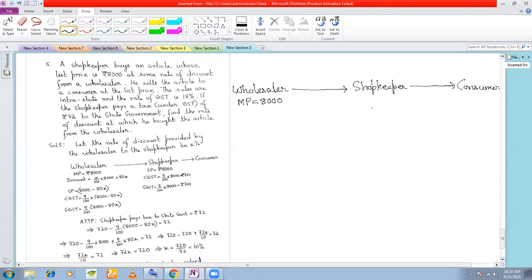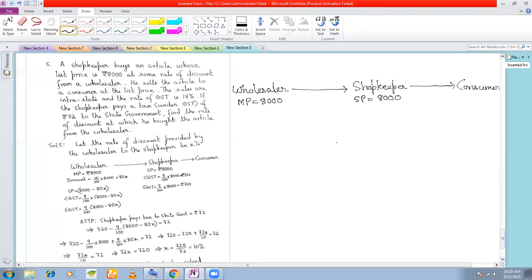Okay, he sells the article to the consumer. That means the shopkeeper is selling to the consumer at the list price. So we know the selling price of the shopkeeper to be 8,000 because he's selling it to the consumer at the list price. What we need to calculate is the selling price of the wholesaler.